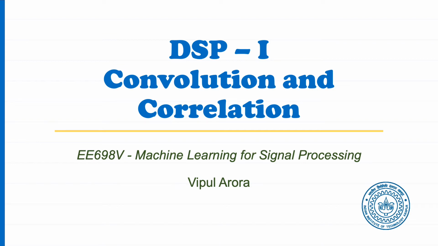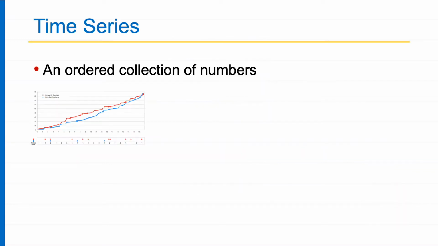Welcome everyone. In this lecture we are going to discuss digital signal processing, and the topic which we are going to discuss in this lecture is convolution and correlation. Okay, so let's start with basics of digital signal processing.